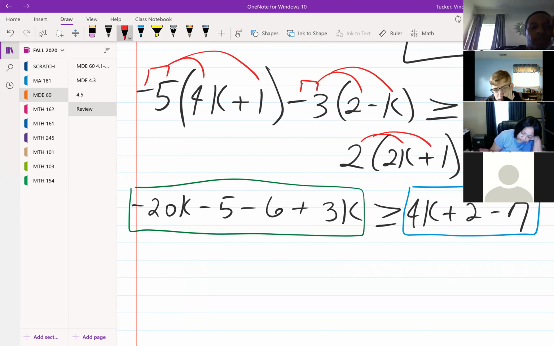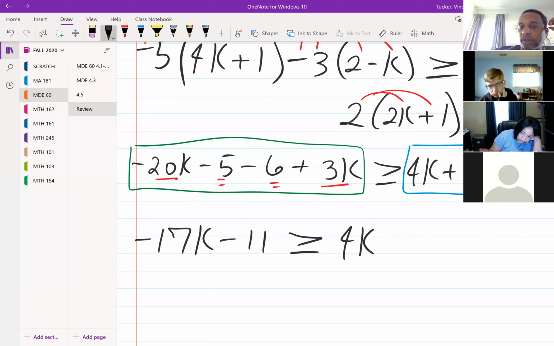So we have -20k and 3k. That's going to be -17k. And we have -5, -6, give me -11. On the right, 4k doesn't combine with anything, but 2 and -7 will give me a -5.